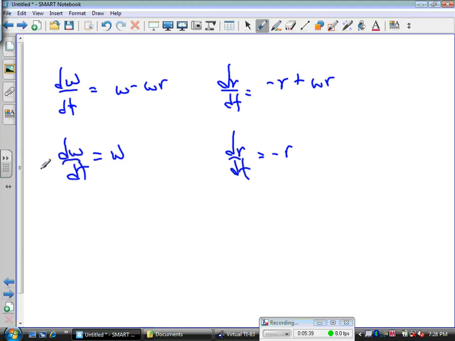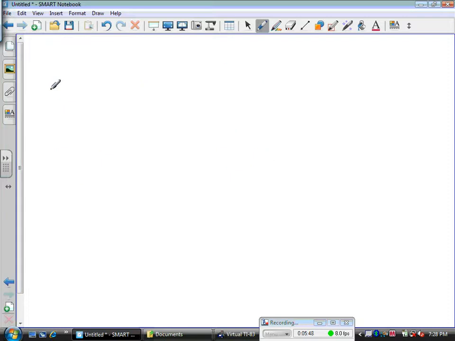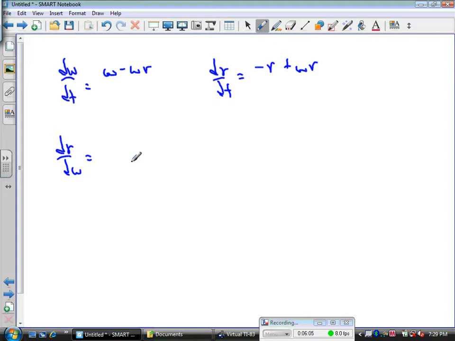Let's take a look at this. Okay, so just to be complete here, I'm 573, and this is 2 through 10, okay? This is just one big mess. Okay, if dw/dt is w minus wr, and dr/dt is negative r plus wr, what's dr/dw? Isn't it dr/dt divided by dw/dt?